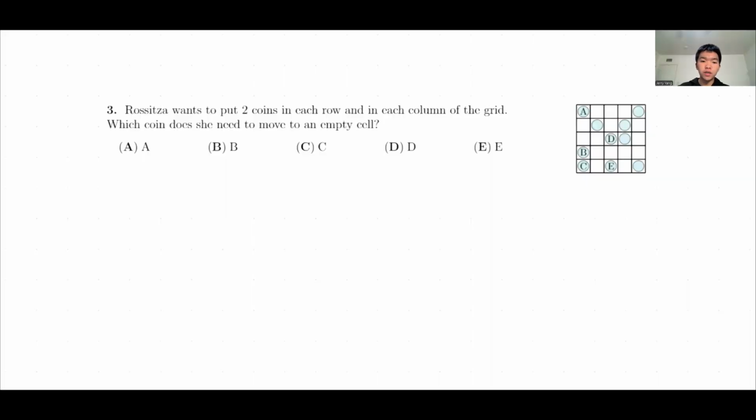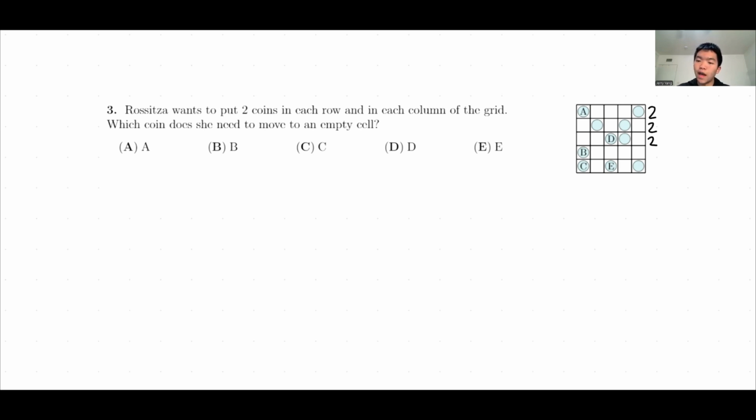Question number 3 says, Rosita wants to put 2 coins in each row and in each column of the grid. Which coin does she need to move to an empty cell? Let's start by checking all of the rows and all of the columns to see which ones are missing coins or which ones have extra coins. Starting with the rows. We have 2 coins in this one. All right, pretty good. 2 coins as well in this one. 2 coins. Ooh, and then 1 coin and then 3 coins.